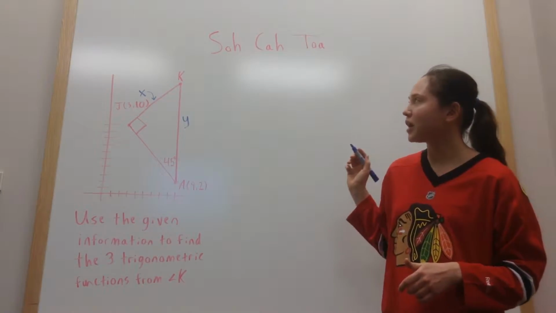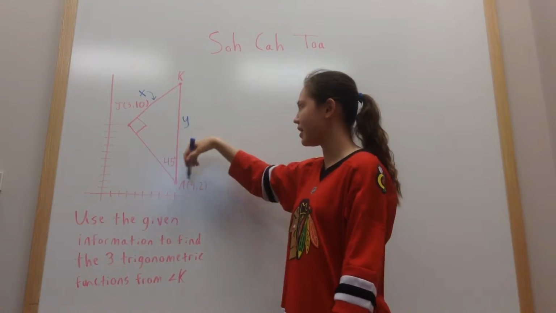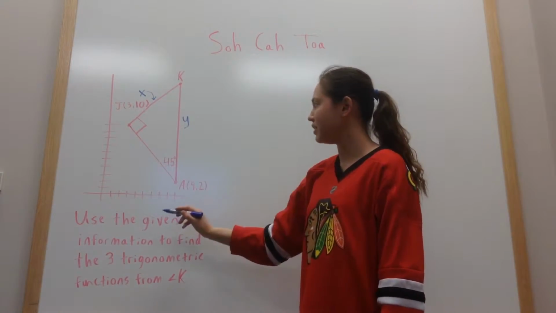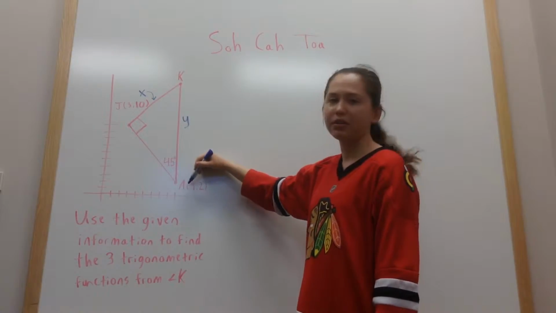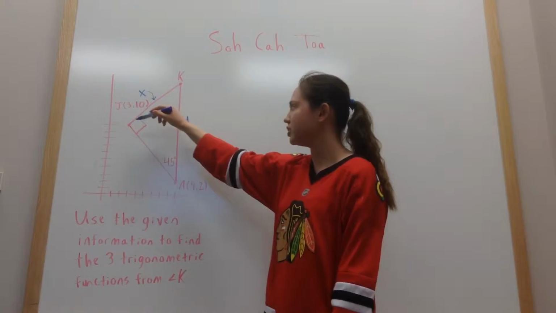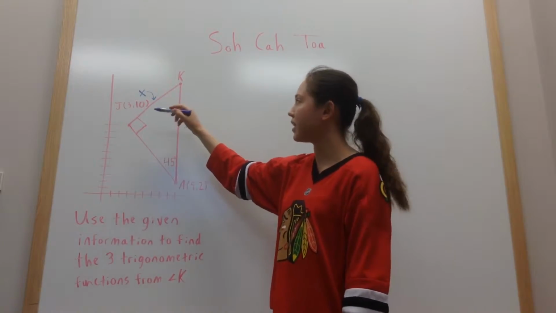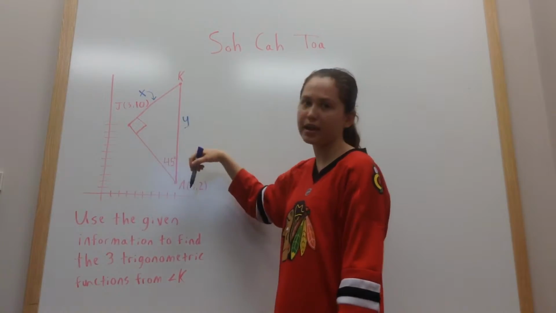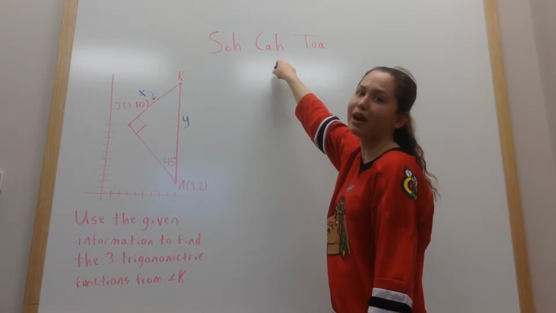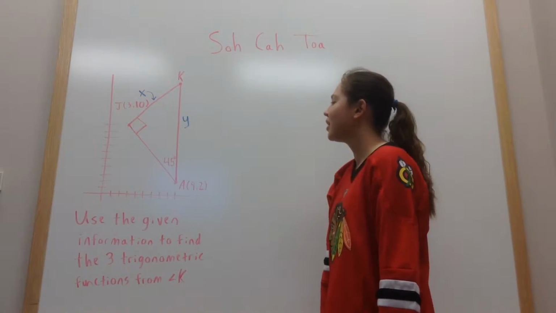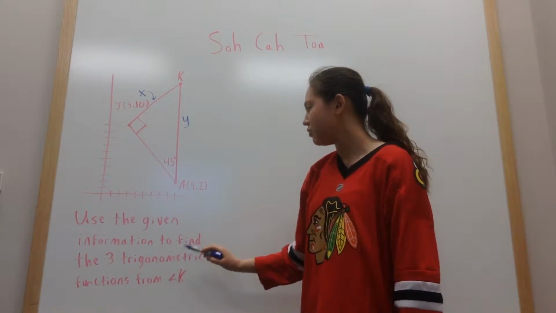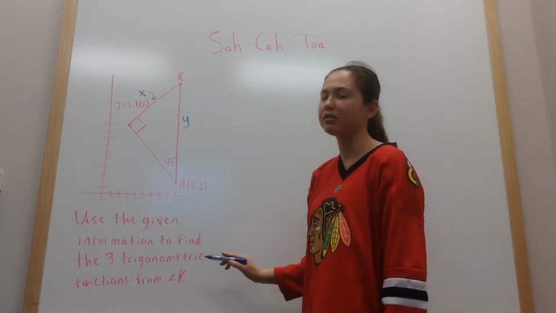So I created this triangle right here, triangle KAJ, my initials, you're welcome. What we're given here, we know that angle A is 45 degrees. We know the coordinates for A and J. We don't know the side lengths of KJ or KA though. So we're probably going to have to use SOHCAHTOA to find it. Basically what our question is here: use the given information to find three trigonometric functions from angle K.